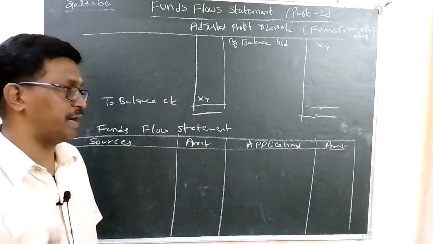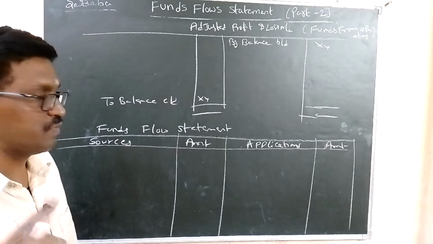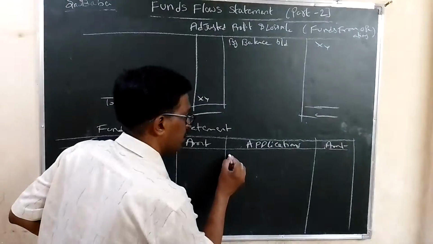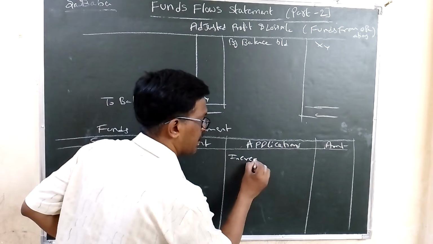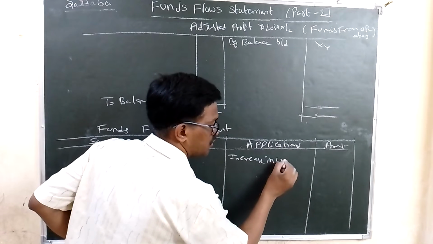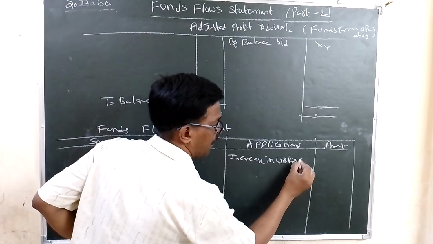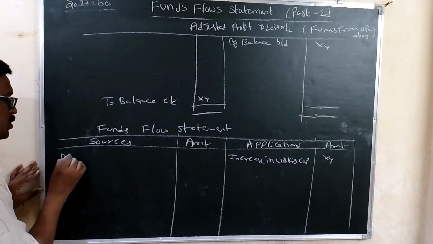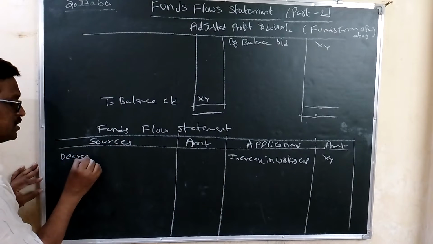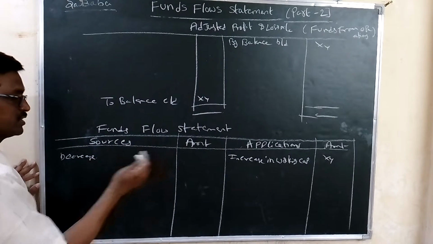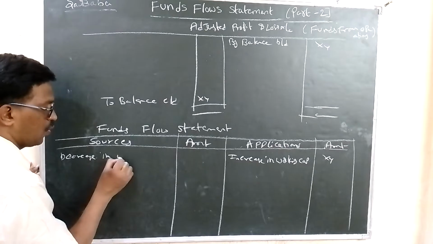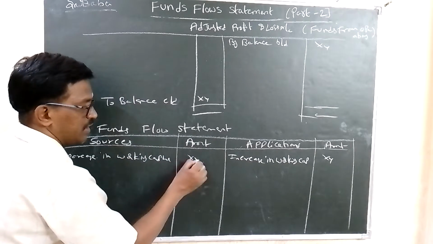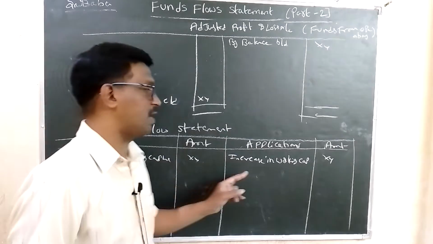If there is an increase in working capital, it means the amount will be gone. So an increase in working capital is shown in the application. Okay. If there is a decrease in working capital, it is shown in the sources, because a decrease means the funds will come. This is the statement of changes in working capital. The answer will be shown in the first part.